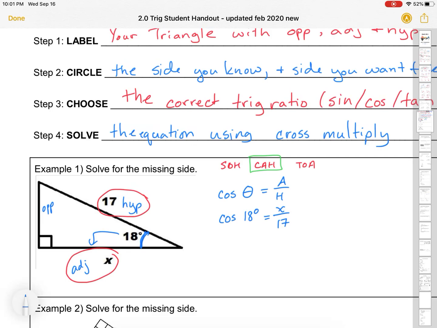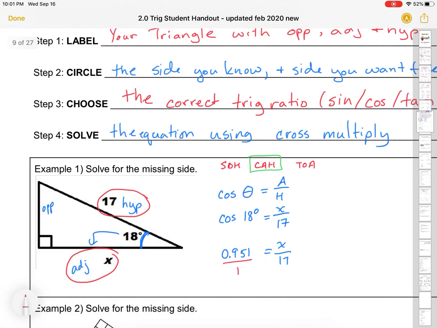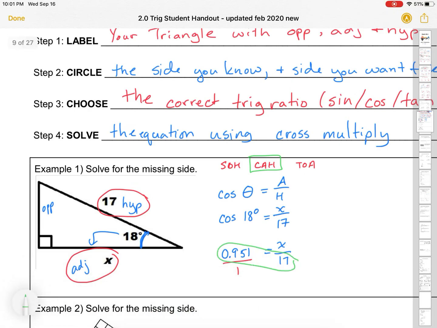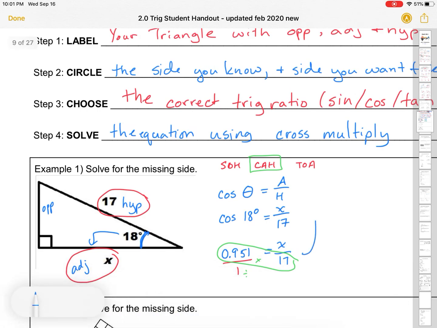Now, we know how to find cos of 18. We use our calculator to get that ratio. So cos 18 degrees. On a scientific, you hit 18 and then hit cos. On a graphing, you do the opposite: cos 18 degrees and hit enter. And you're going to get 0.951 is equal to x over 17. Now we can pretend this is over 1. Anything can be over 1. And then we're going to cross multiply and solve.